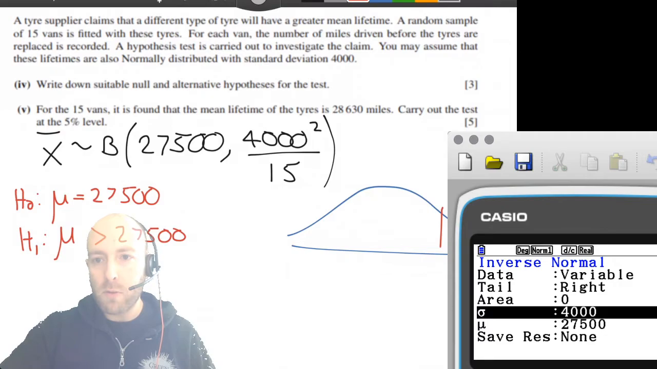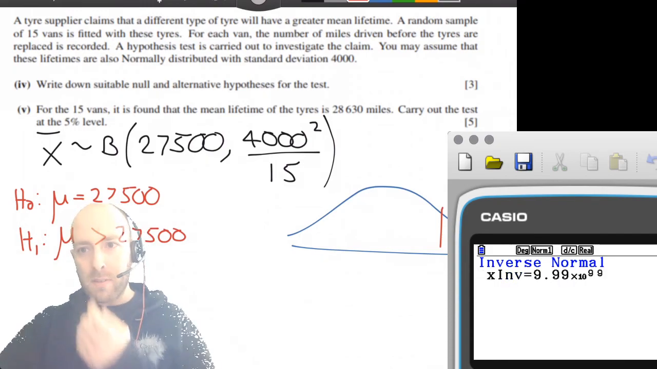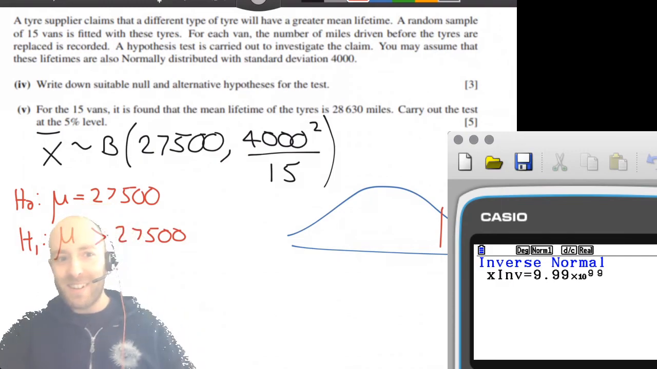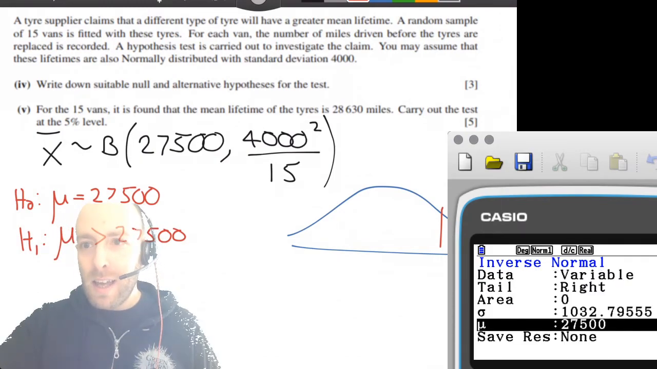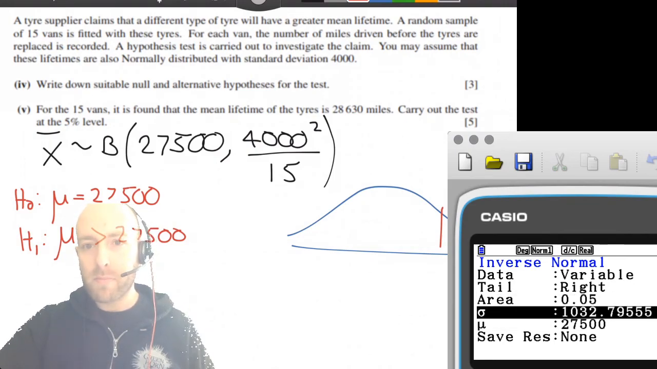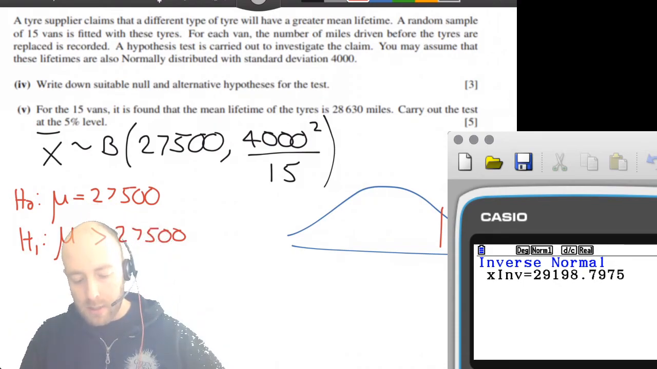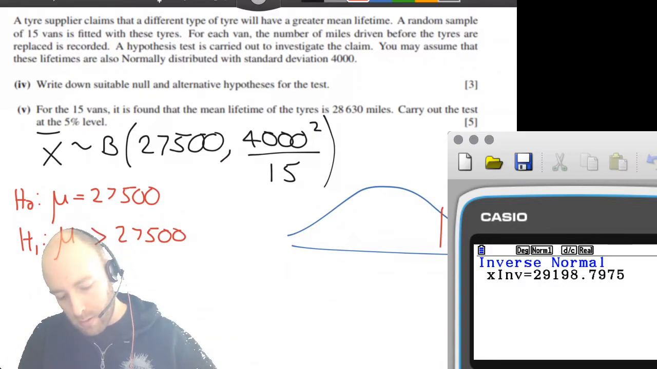Sigma is going to be 4,000 divided by the square root of 15, and mu is the same. So work it out. I typed in something wrong because that doesn't look very correct. That's infinity. Area, I put 0. Okay, 0.05. Cool. Okay, there we go. So our value for the critical region comes out as 29198.8.